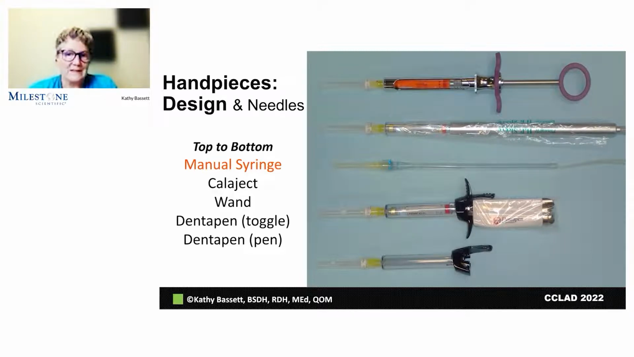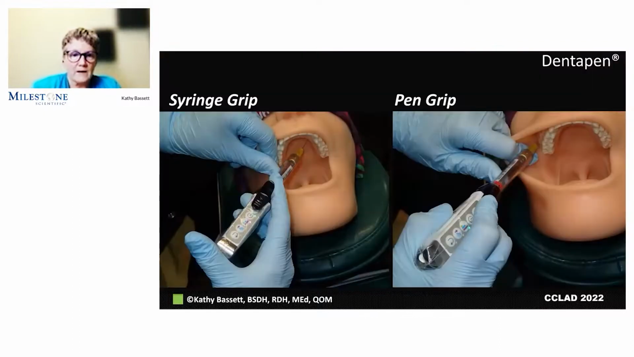Then you move into DentaPen, and we have all of our mechanics right there in hand. It's all going to be finger action. You're not going to have an additional rheostat to that. And again, we have two different designs for that toggle situation. And here's an example of doing an AMSA injection on the left with that trigger style, and then the pen style doing a PSA injection.